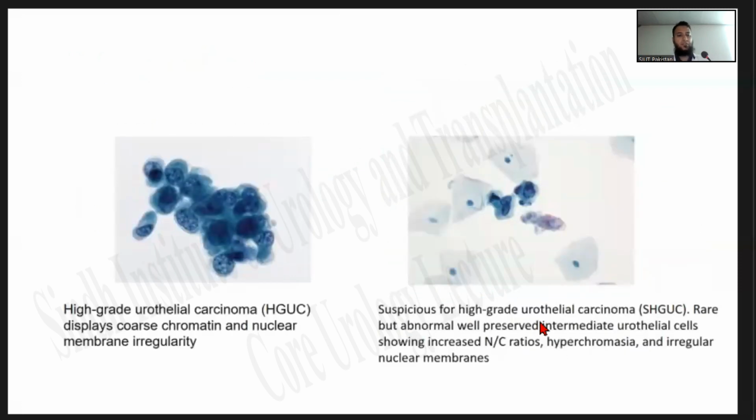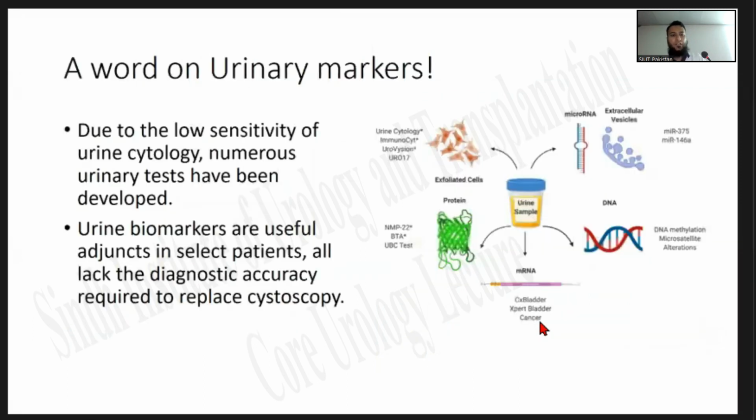Microscopically, high-grade urothelial carcinoma displays chromatin and nuclear membrane irregularity. Some of the biomarkers we use for the diagnosis of bladder cancer, given the low sensitivity of urine cytology, as mentioned. But also this figure in Campbell is showing it respectively, the 96 over 6. I will show you. Urine markers are useful in selective patients, but they lack diagnostic accuracy and are not able to replace cystoscopy. There are the NMP22 and the BTA tests, the biomarkers we use nowadays for bladder cancer diagnosis.